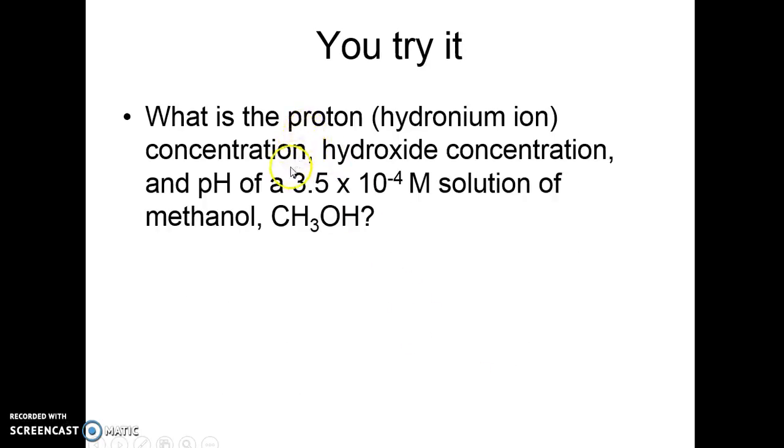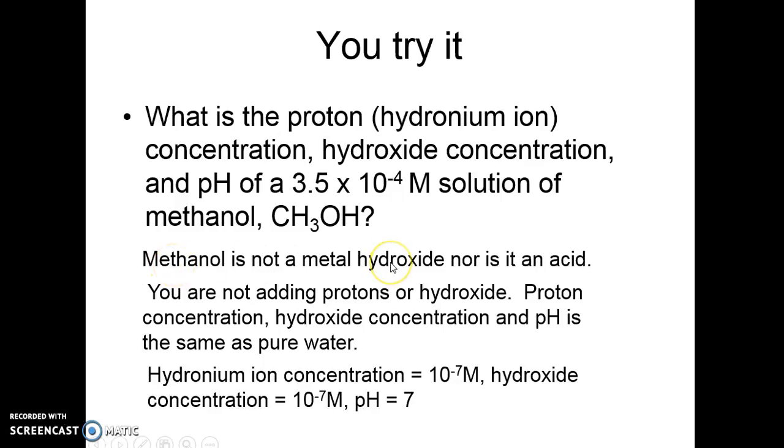So what is the proton concentration, hydroxide concentration, and pH of a 3.5 times 10 to the minus 4 solution of methanol? Be careful. This is not an ionic compound, is it? It's covalent. Covalent compounds don't dissociate. They dissolve in water by hydrogen bonding. So it is not a hydroxide, nor is it an acid. So you're not adding protons or hydroxide to water, and the characteristics with regards to pH are going to be the same as pure water. So hydronium ion concentration, 10 to the minus 7. Hydroxide concentration, 10 to the minus 7, and pH of 7.